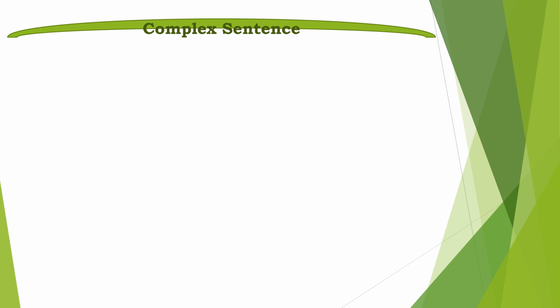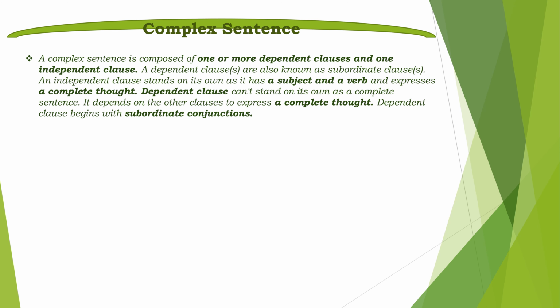After learning about simple and compound sentences, it's time to learn about a complex sentence. Let's have a look at the definition of a complex sentence. A complex sentence is composed of one or more dependent clauses and one independent clause. A dependent clause is also known as a subordinate clause. An independent clause stands on its own, as it has a subject and a verb and expresses a complete thought.